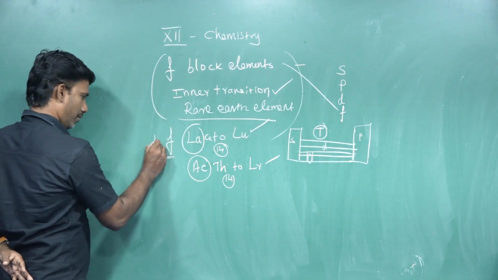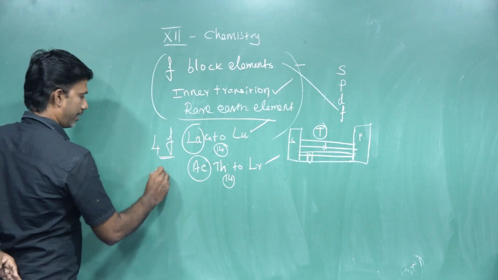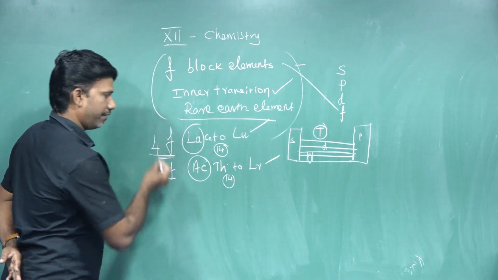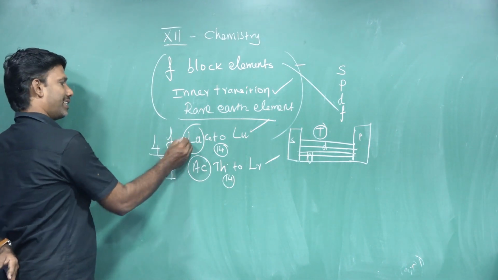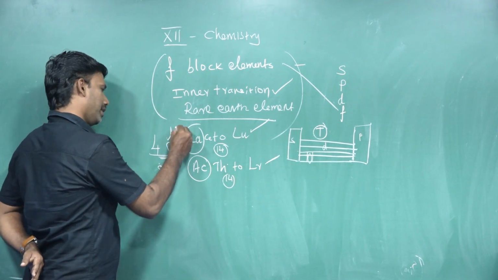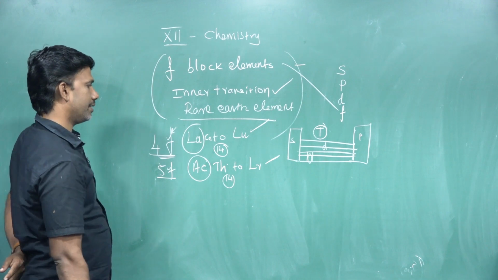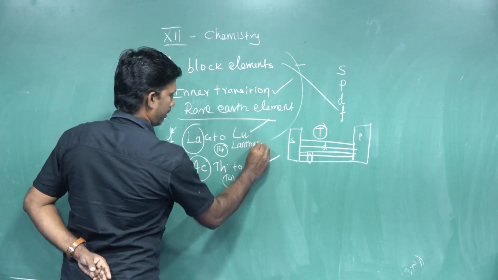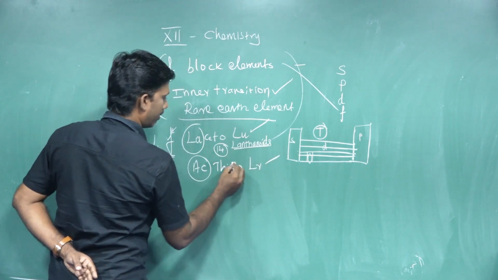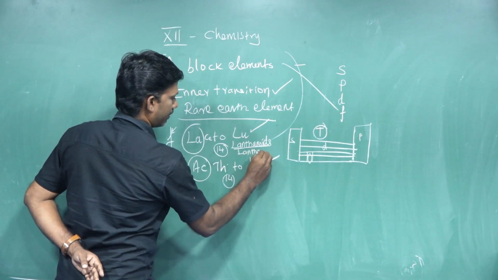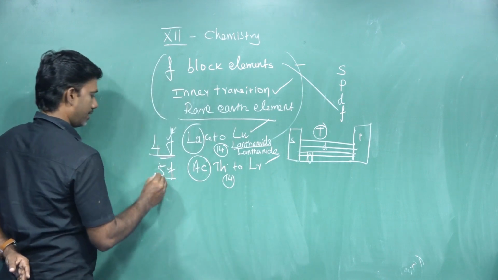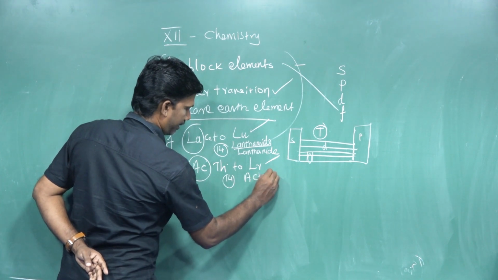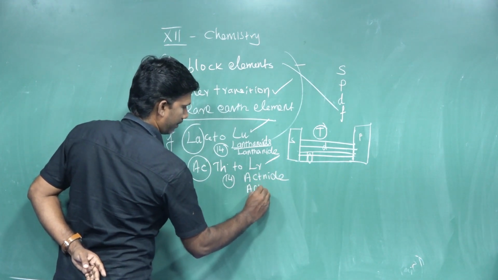Here, this is the 4f series, and actinium onwards is the 5f series. Why? Because the last or differentiating electron enters into the 4f orbital in the lanthanides. So they are called lanthanoids nowadays, and earlier they were called lanthanides. Likewise, the 5f series is called actinoids nowadays, earlier actinides.